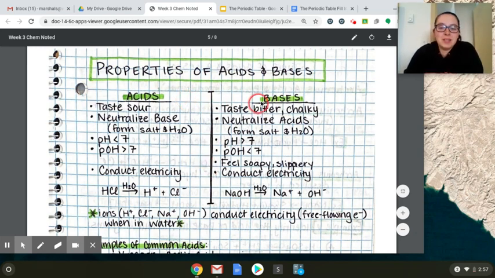So let's talk about some bases. Bases are kind of the opposite of acids. Where acids taste sour, bases are bitter, and they're chalky. They neutralize acids.